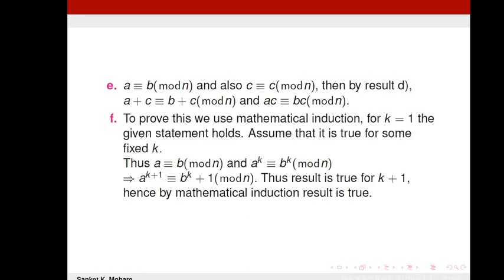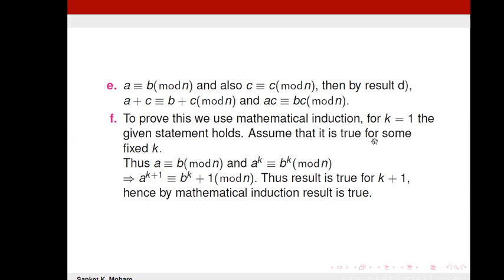Now the next property: whenever A is congruent to B modulo n, then A to the power k is congruent to B to the power k modulo n, where k is a positive integer. We prove this property by mathematical induction on k. For k equals 1, the given statement holds.